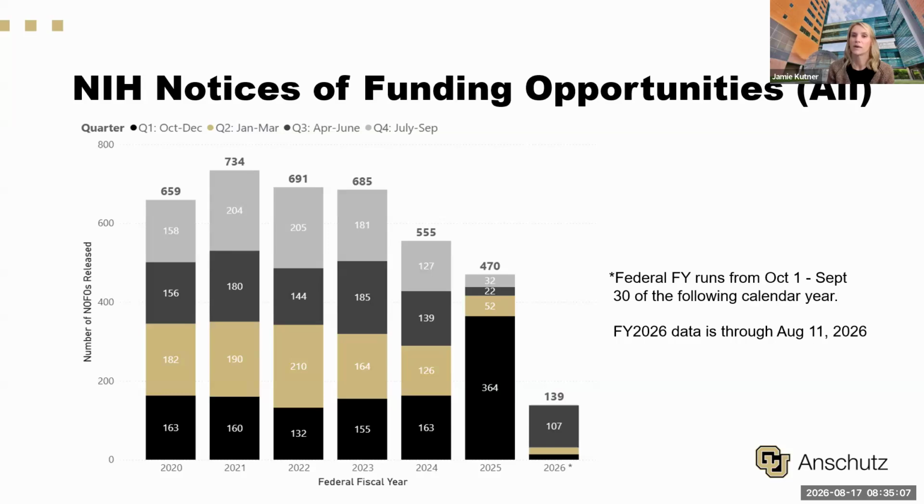How we got here. One of the clearest trends that we have been seeing is a decline in the number of NIH notices of funding opportunities. The graph here shows the number of NOFOs released each quarter over the last 6 years. And we can see that while there's been a general decline, it's been a pretty sharp decline just this year. And much of this reflects the NIH's attempt to streamline the funding environment and change the way they're communicating priorities.